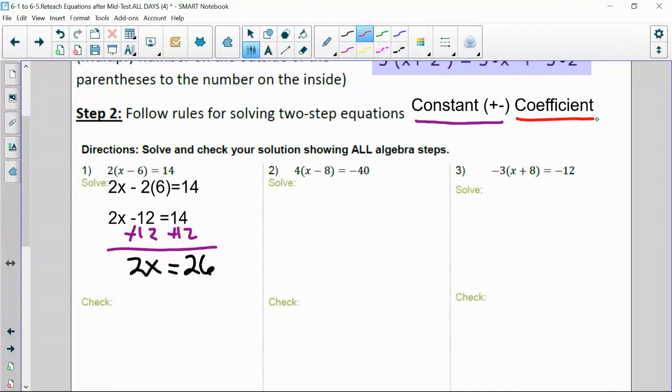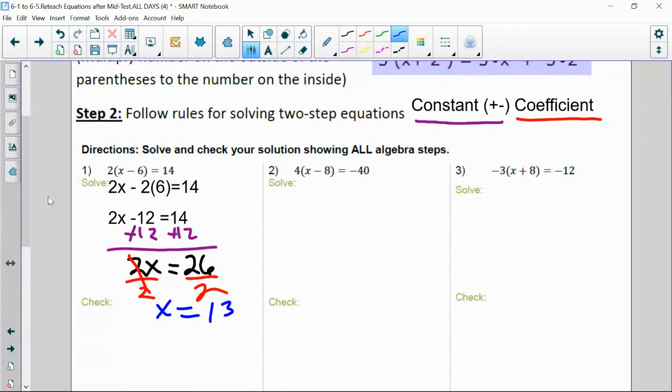Okay, next your coefficient. So this is a multiplication problem. The opposite of multiplication is division, or we talked about it as the multiplicative inverse. 2 over 1, what's that flipped over? 1 over 2. That is how we know that they cancel each other out. We get our solution of x equals 13.